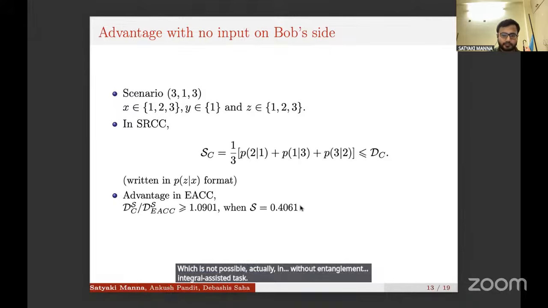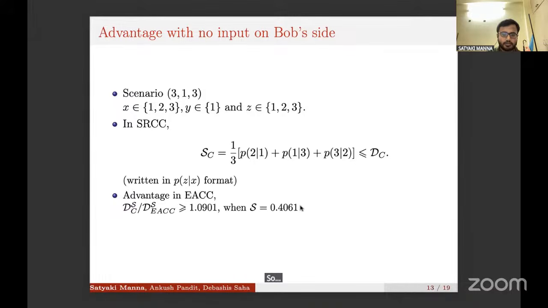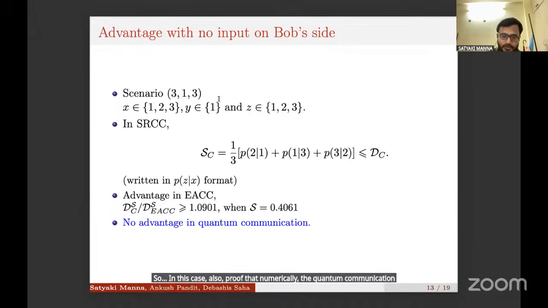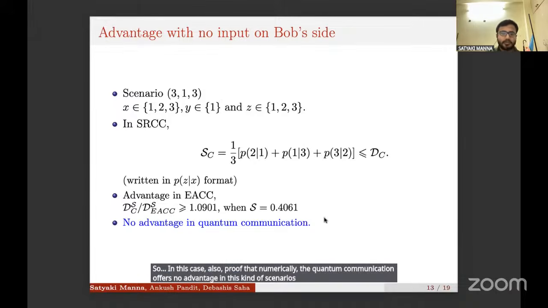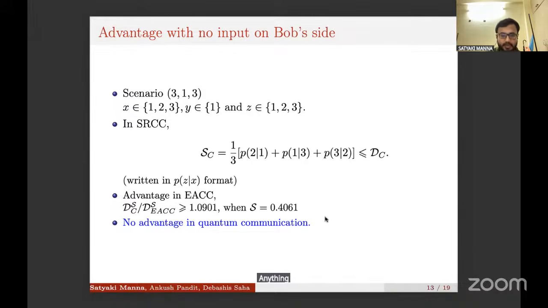In this case also, we prove numerically that quantum communication offers no advantage in this kind of scenario. So we can tell from this that the entanglement assisted task can be more advantageous than quantum communication.